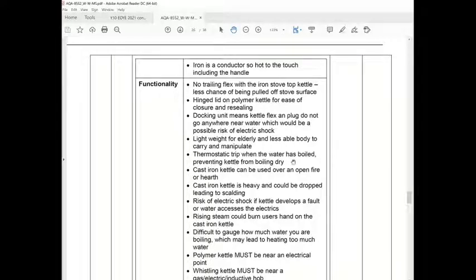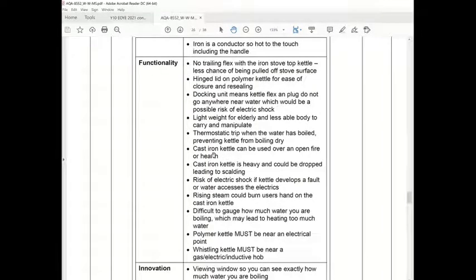Thermochromatic strip when the water is boiled. Cast iron kettle can be used on an open fire. So if you want to take it camping, that'd be really good. You can't use the polymer kettle outside, can you, unless you've got an outside supply of electricity.